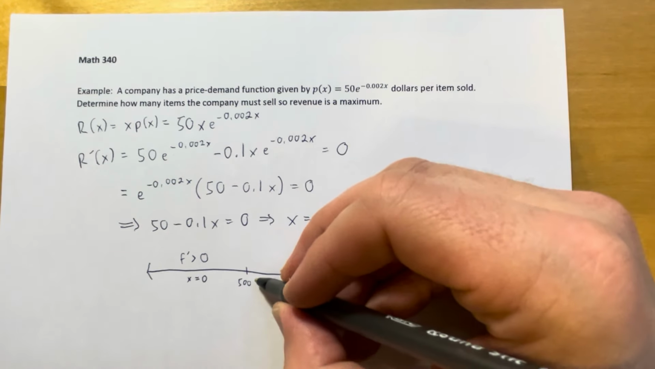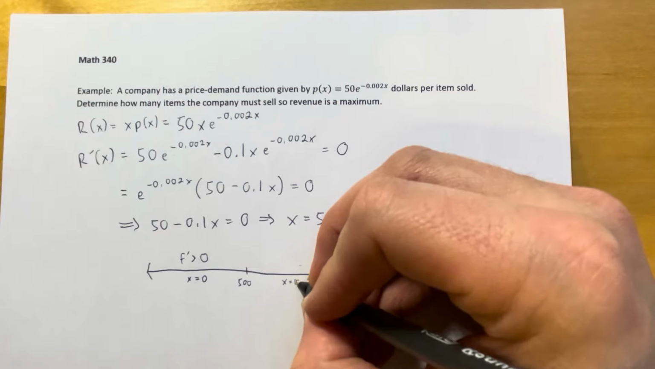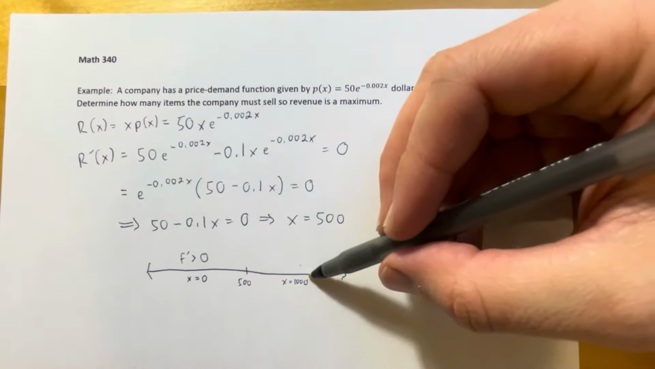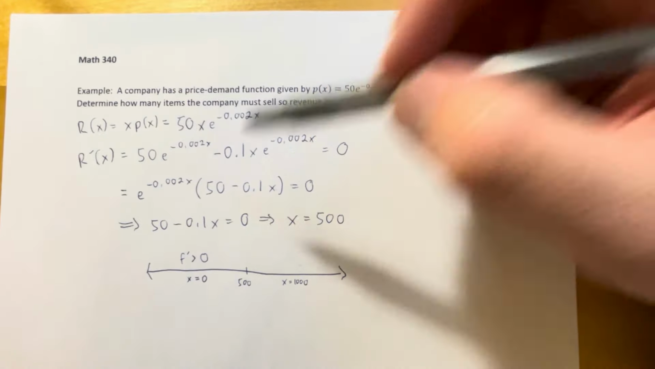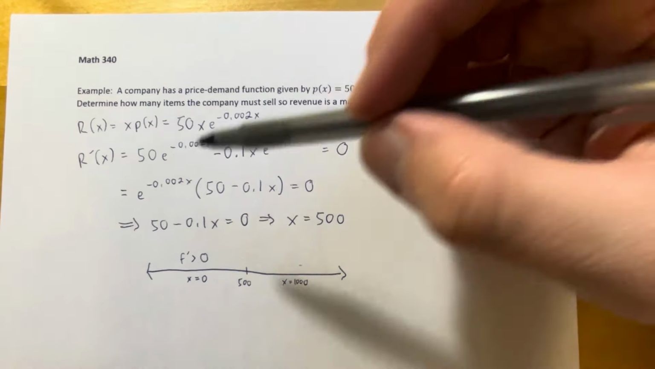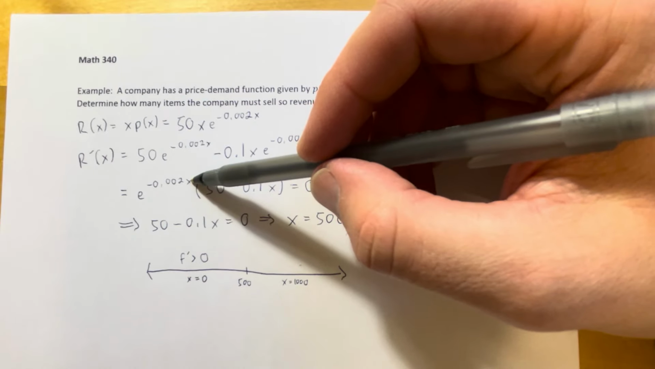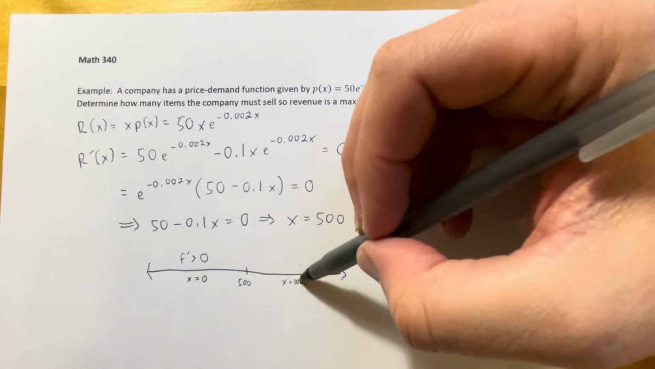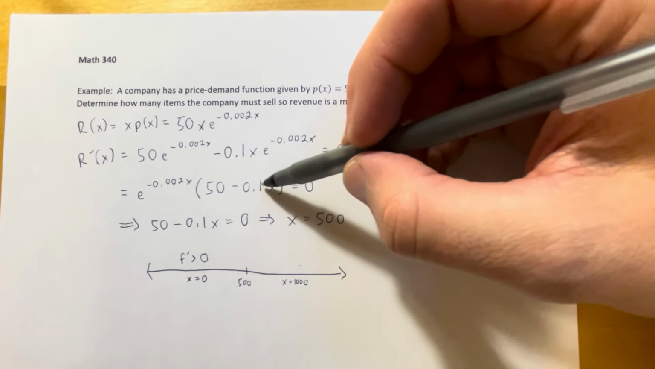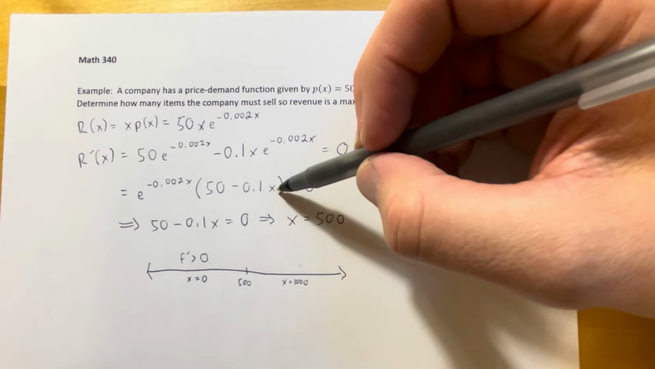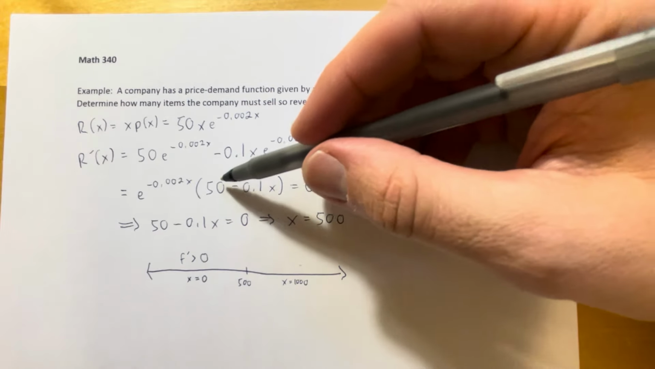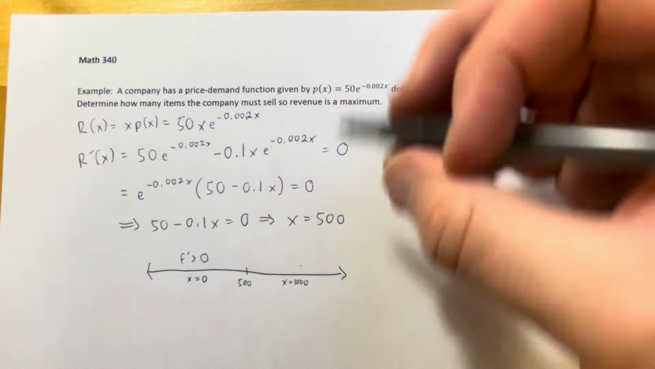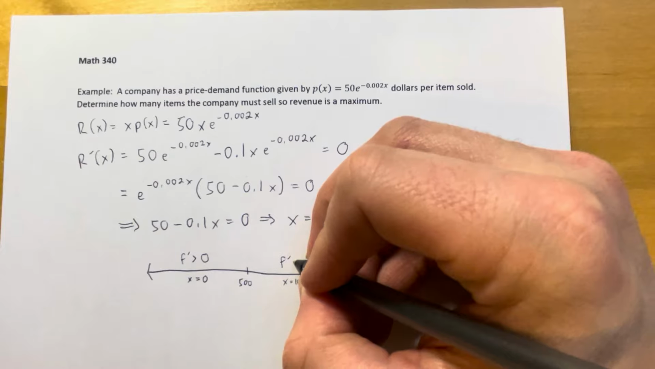Next, I need to choose a number that's greater than 500, maybe 1,000. Pick whatever number you want, but 1,000 seems like a good one to choose for me. If I plug 1,000 into the x's again in this factored version of my derivative, remember, it really doesn't matter what I plug in for x here because the exponential will always come out positive. If I plug 1,000 in over here, 0.1 times 1,000 is 100. So I have 50 minus 100, which is negative 50. Negative number times a positive number would be a negative number. So I have f prime is negative there.